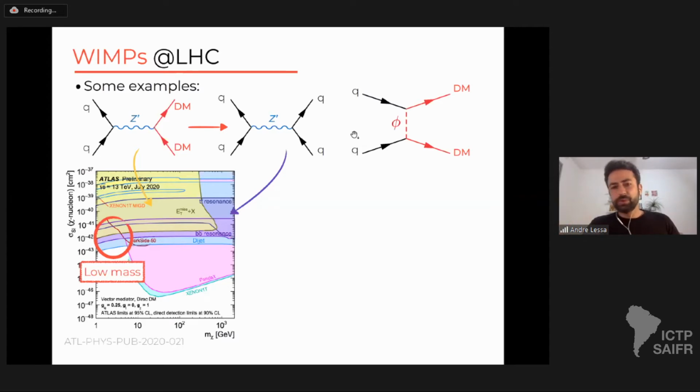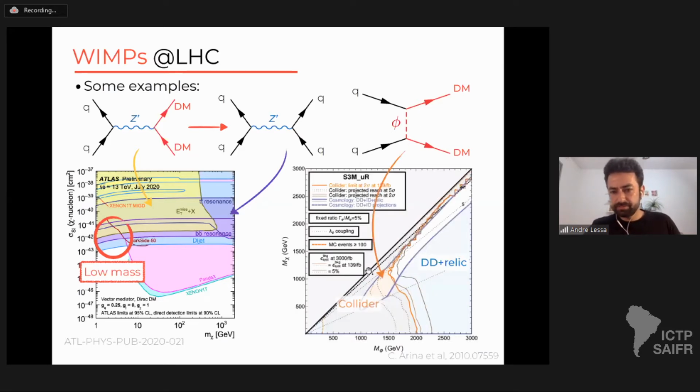Another possibility where you don't have necessarily this resonance is if you have a T-channel mediator. And here is a recent study for the constraints on this model. There is a lot of information here, but what I want to point out is that direct detection and the relic abundance constraints all this region here. And what's left for the colliders to exclude is this region in parameter space here under this orange curve. Right?